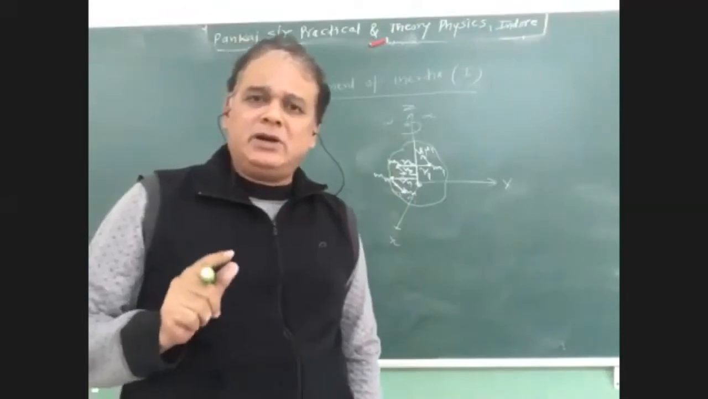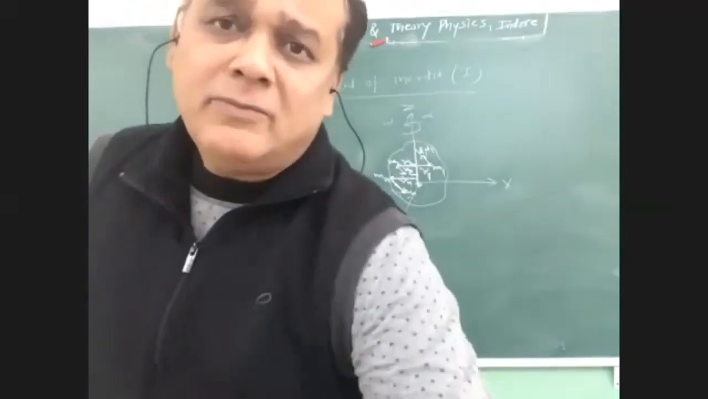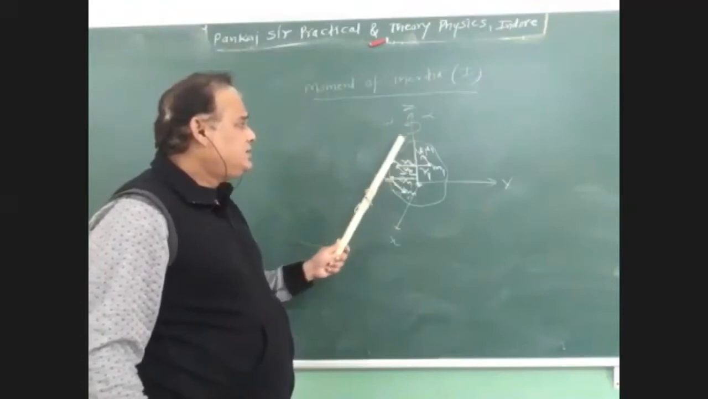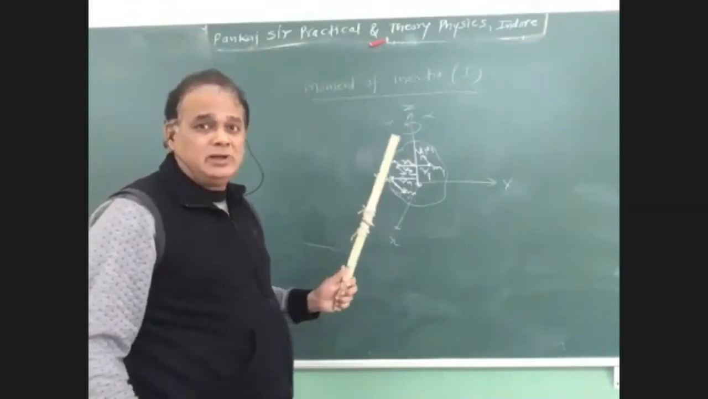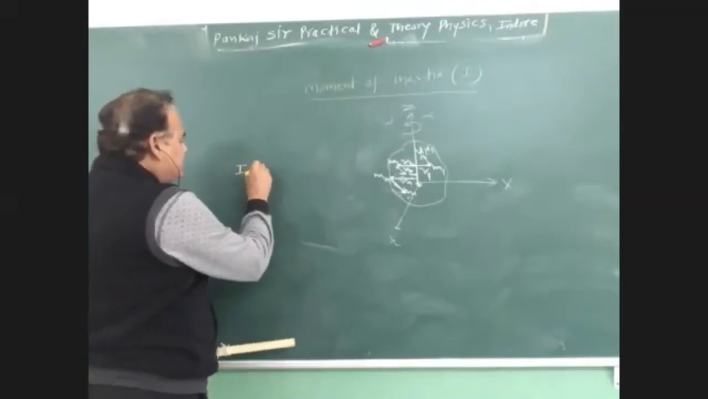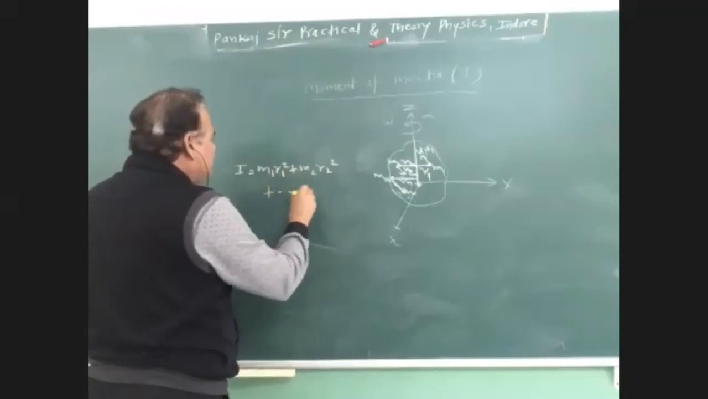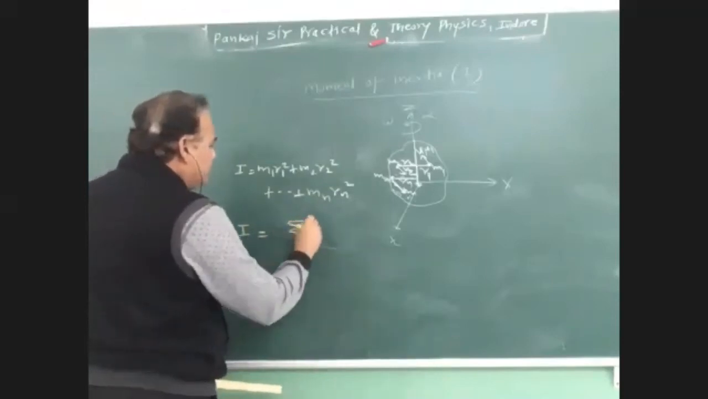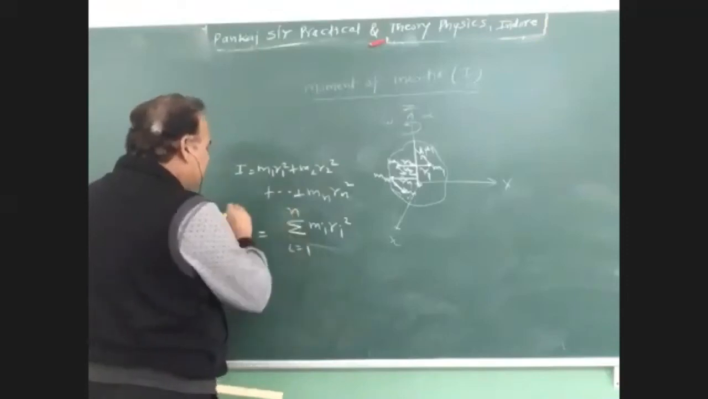Linear velocity of each particle is different. Linear acceleration of each particle is different. But the angular velocity and angular acceleration of the whole body is the same. That is omega and alpha. That should be clear. Now, the moment of inertia here is equal to m1 r1 square plus m2 r2 square plus mn rn square, or we can write it as the sum of mi ri square, where i is equal to 1 to n.